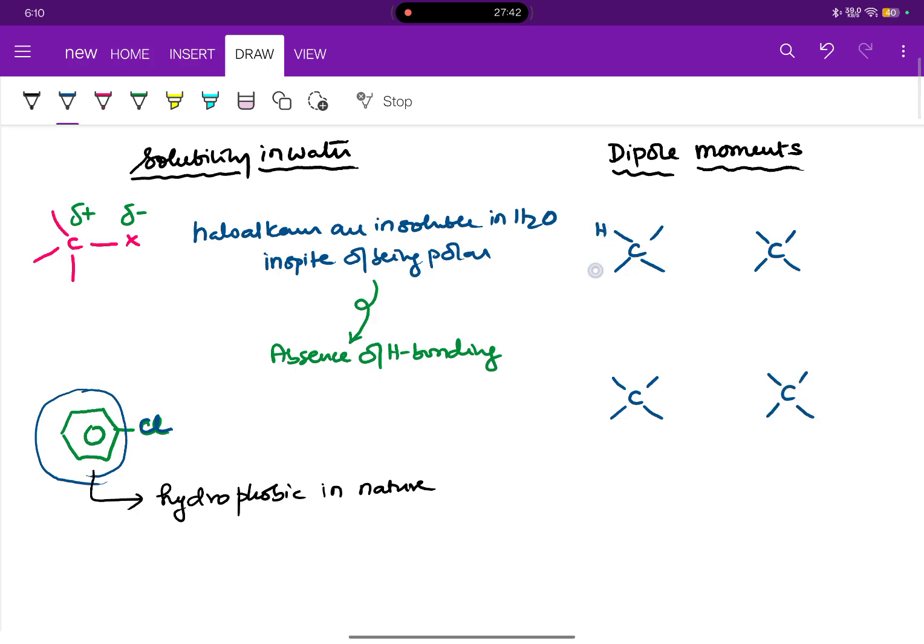In the first case, there are 3 hydrogens and 1 halogen, which is chlorine. In the second case, there will be 2 chlorines and 2 hydrogens. In the third case, only 1 hydrogen. In the fourth case, there is no hydrogen. So the first one is monochloromethane, dichloromethane, trichloromethane, tetrachloromethane. When you write the dipole moment, what will happen in all the other cases? It will be moving towards the chlorine.